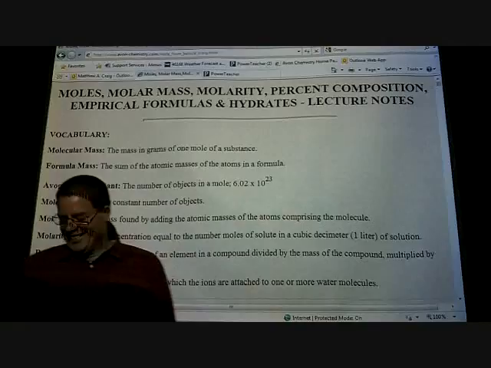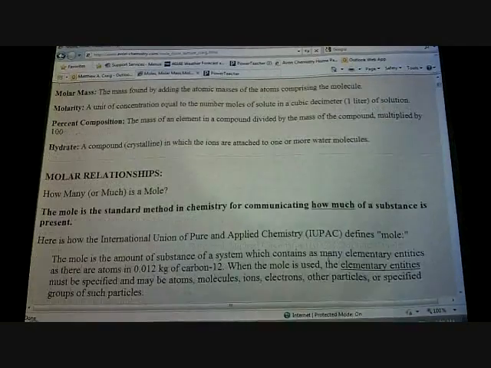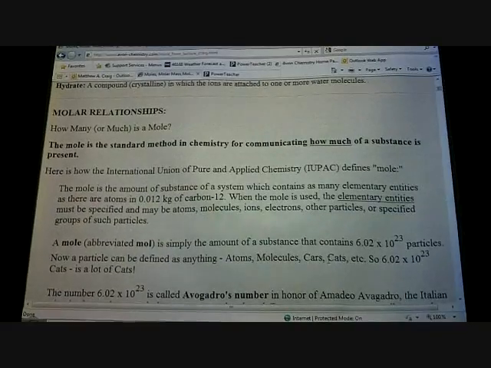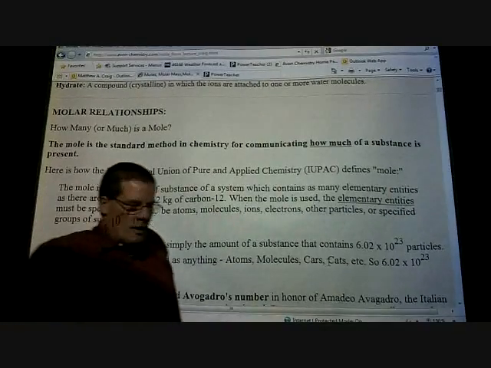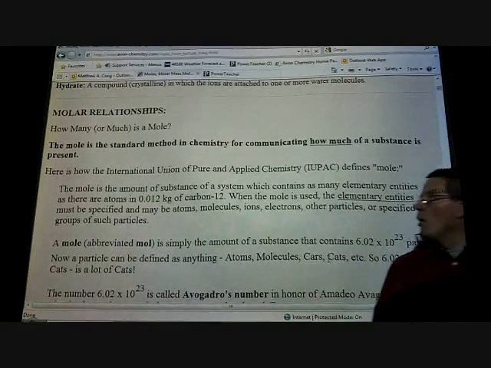these. All right, so here's some vocab. You can take a look at that at any time. All right, so the first thing that we have to talk about with a mole is, number one, what is a mole, or how big is a mole?